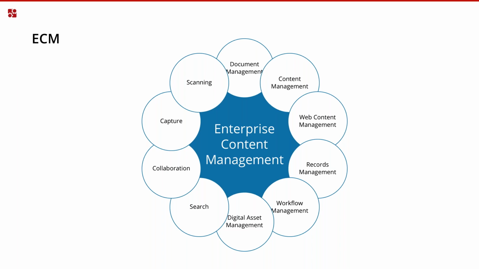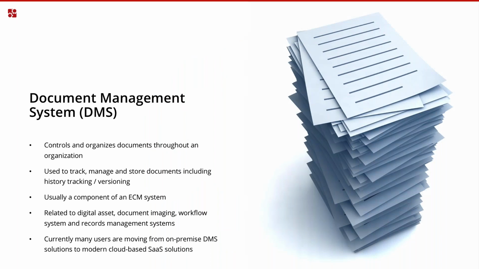So this is a very broad term, ECM, and then there's this second term that we're going to talk about today, which is document management system, DMS. And this is actually a component of ECM systems usually. So DMS systems can stand alone, but often or mostly they're part of ECM. And DMS help you to control and organize documents throughout your organization, from scanning to actually archiving them, and also versioning and history tracking, things like that. And as I said, often workflow systems and record management systems support you in doing that.